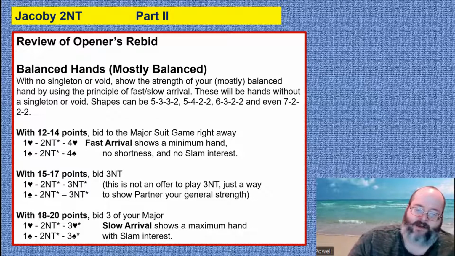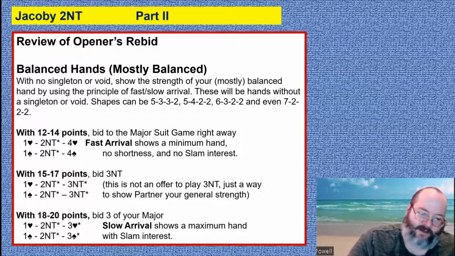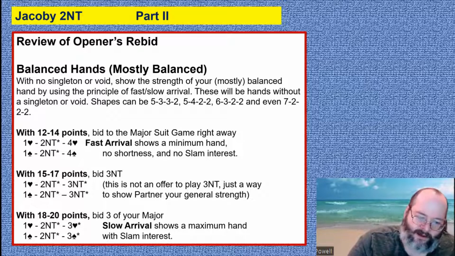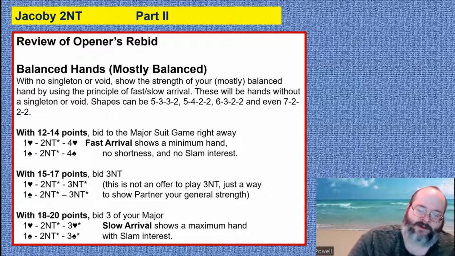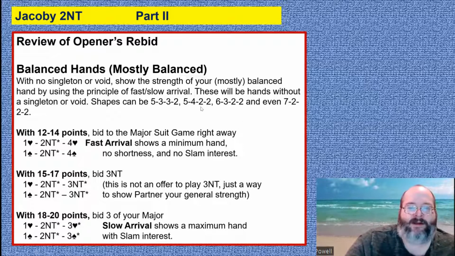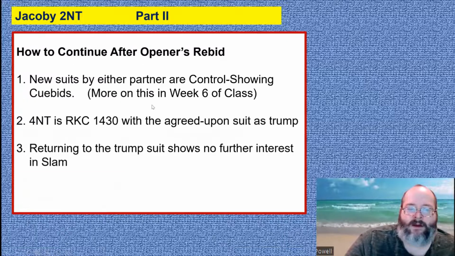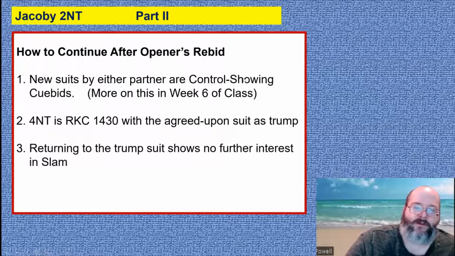This shows a maximum hand and slam interest. Doesn't promise an extra card in hearts or spades. We've already got 9 of them. We don't need to worry about another one. What we're worried about is showing slow arrival, maximum hand, interest in slam, opposite 12 points, certainly, right? All right, so that's what we talked about last week.